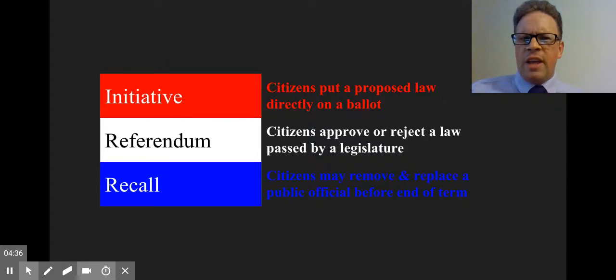So if you ever wondered, how did Arnold Schwarzenegger become a governor exactly? Well, it was a recall election, and he had the most name recognition, so hey, he won.